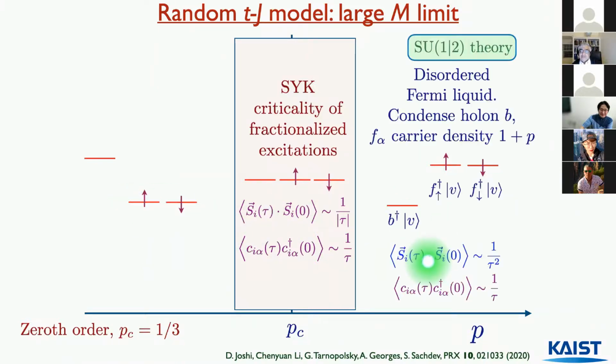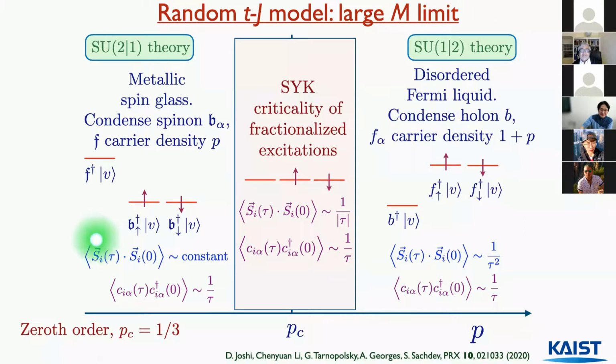So what does that mean? On this side, you make your holons bosonic, and the spinons are fermionic. Now, when this boson condenses, you break the U(1) gauge symmetry, and these f just become electrons. And so this is, in fact, just the Fermi liquid state, where the spin correlations will decay as 1 over tau squared, and you get Fermi liquid like 1 over tau decay of the electron Green's function.